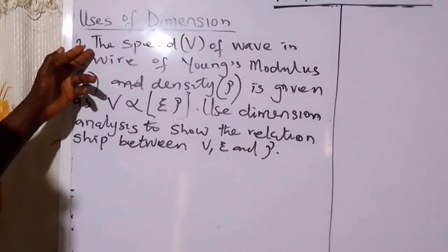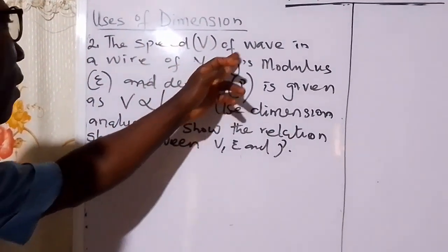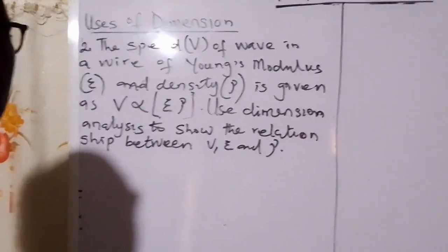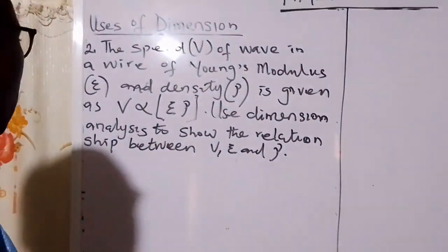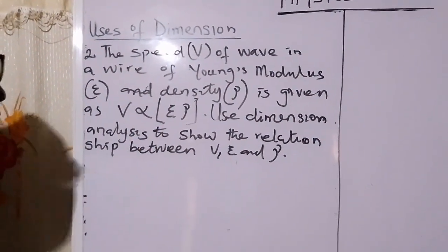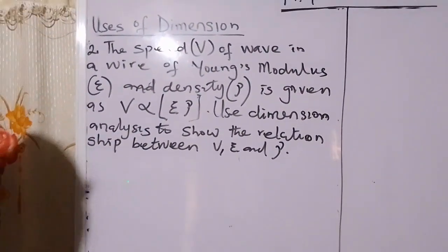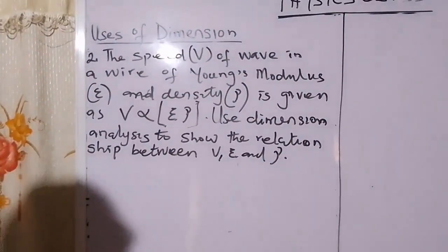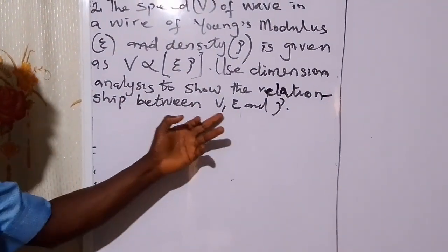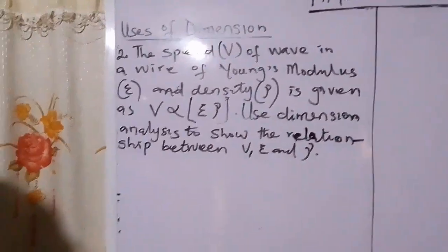This is the question for example 2. The speed v of wave in a wire of Young modulus E and density P is given as V is directly proportional to EP. Use dimensional analysis to show the relation between V, E and P. Now, we want to find the relation between these three quantities. Use the same method. Solution.